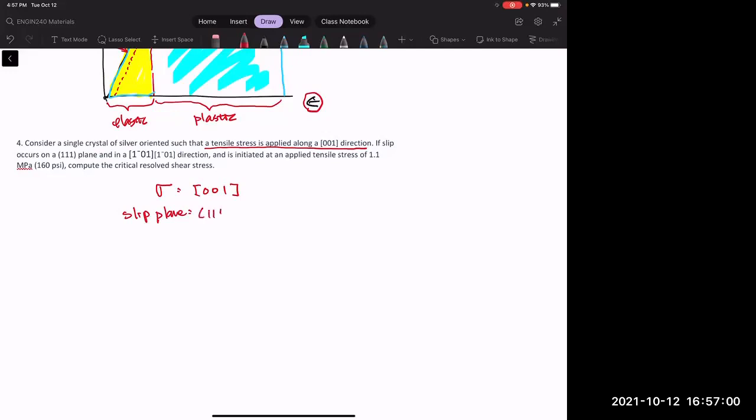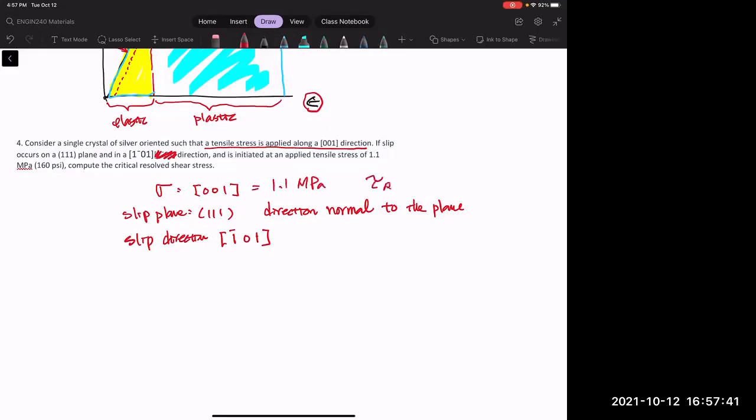The slip plane is 1, 1, 1, but they don't tell you the direction. You need to find this. And the other one is the slip direction, which is negative 1, 0, 1. They give you the magnitude of sigma, which is 1.1 megapascal, and you want to find the tau, the resolved stress.